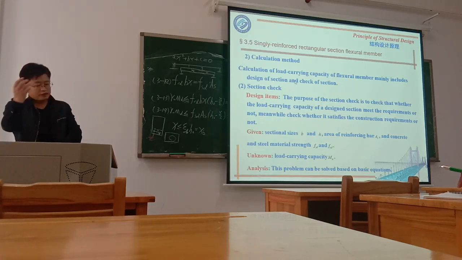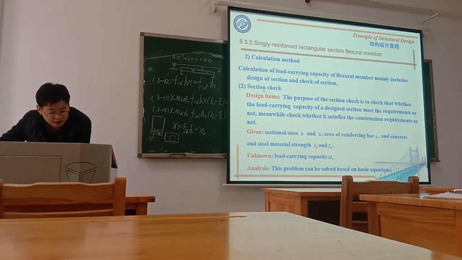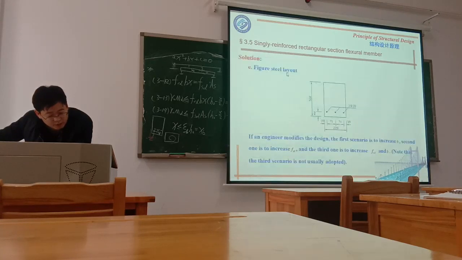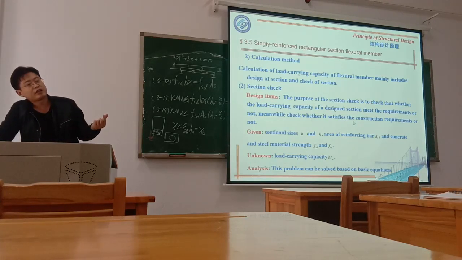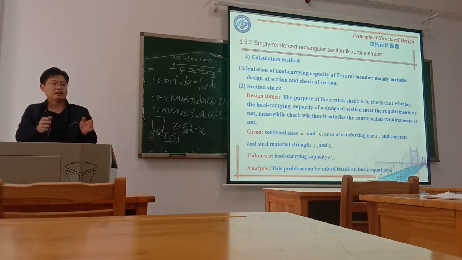So this former part is the calculation of design, and then we need to check your design, including design and check, these two parts. The former part is just the design, and the lower part is the check, section check. The purpose of the section check is to check whether the load carrying capacity of the design section meets the requirement or not. Meanwhile, check whether it satisfies the construction requirement or not. The construction requirement is normally the cover thickness or the distance between the steel bars or something like this.